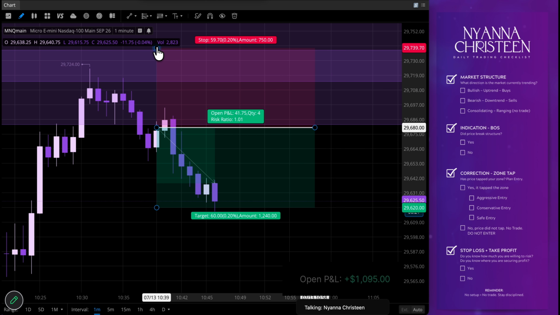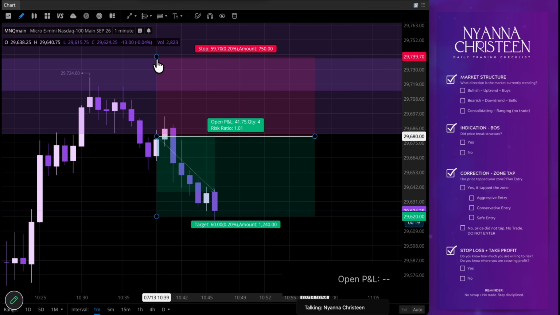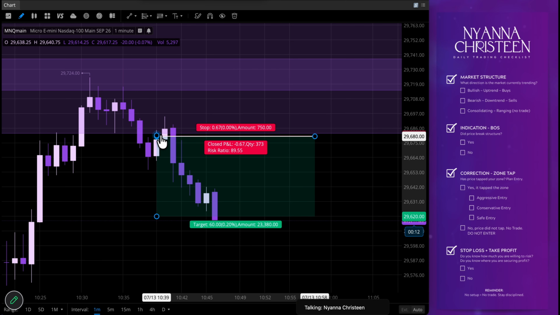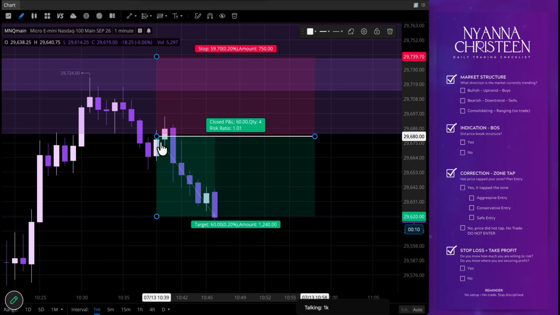That's good. Okay, so back to the break even thing. I would move this to where? So here? You would move your stop loss like this, to your entry point. This.